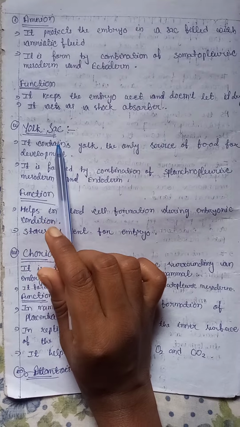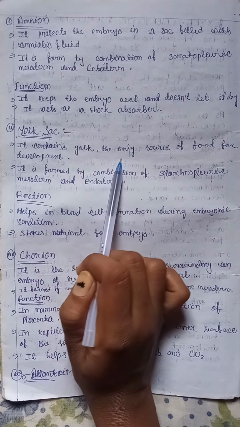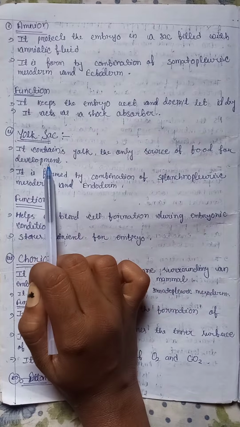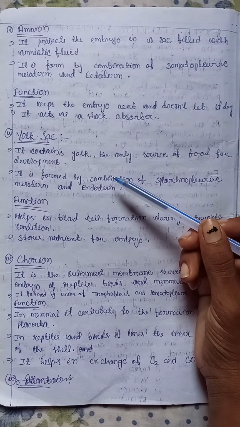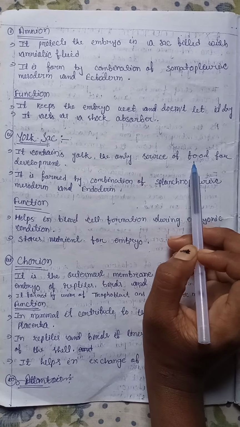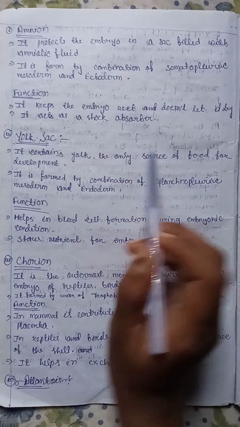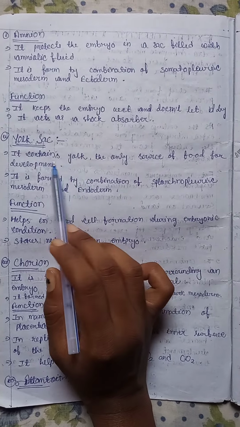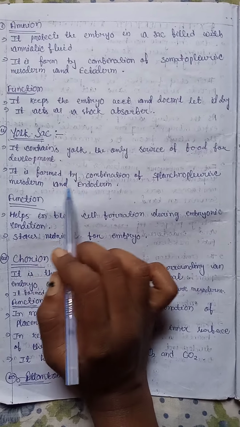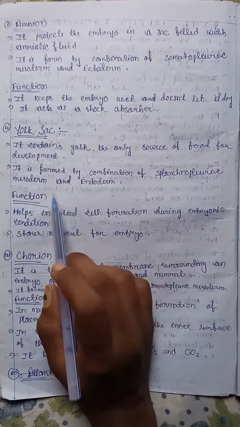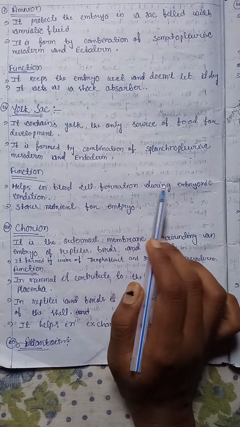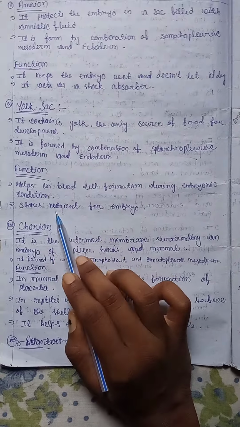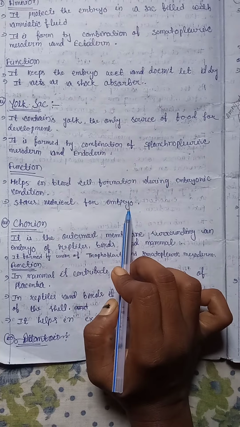Then the second one is yolk sac. Yolk sac contains yolk, the only source of food for development. So during the development of the embryo, food is necessary, and that nutrition is given to the embryo as yolk, which is contained in a sac called the yolk sac. It is formed by combination of somatopleuric mesoderm and endoderm. What is the function of yolk sac? It helps in blood cell formation during the embryonic condition. It stores nutrients for the embryo.